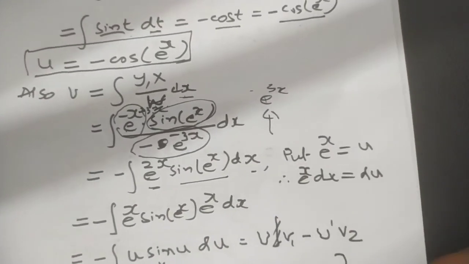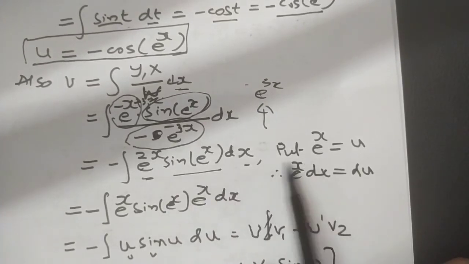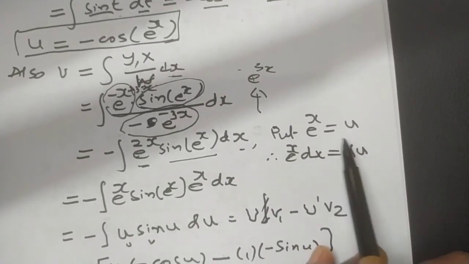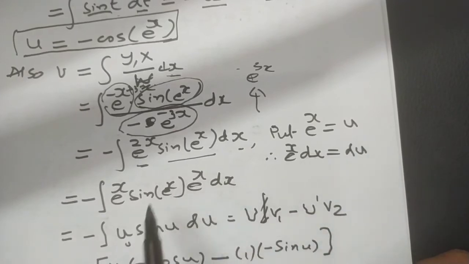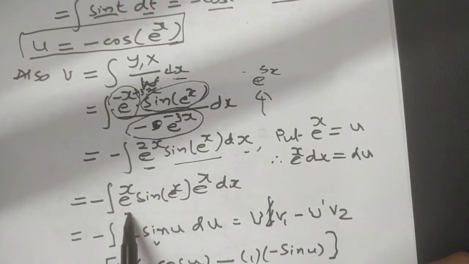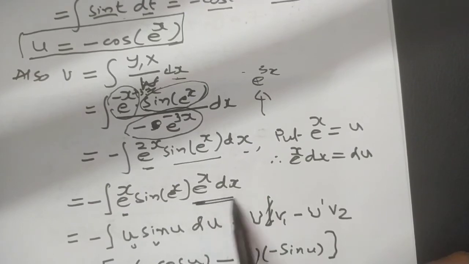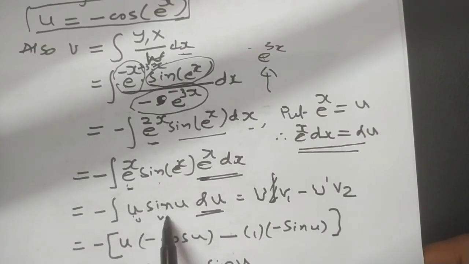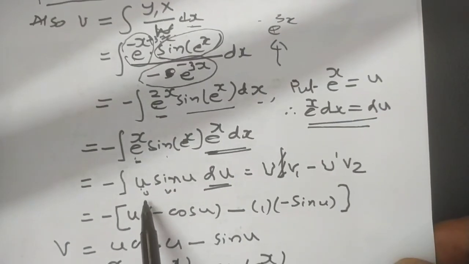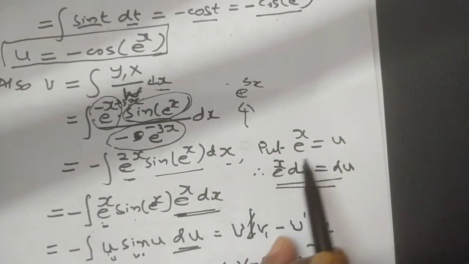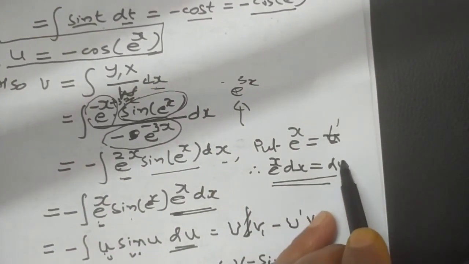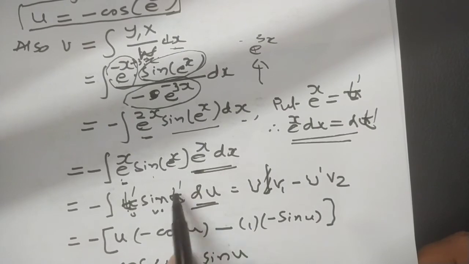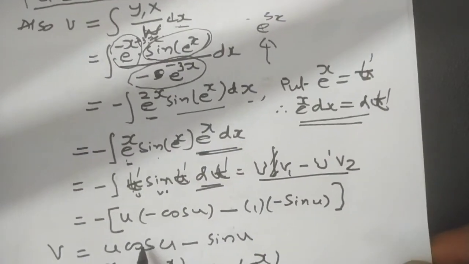Again you have to use a substitution. You can take the substitution e raised to x is equal to, say, u, or anything you can take, t1 you can take. We have to split this e raised to x for convenience. Taking the differentials, e raised to x dx is equal to du, and this is u sine u. In order to avoid confusion, you can take this as t dash also. So you can integrate this.